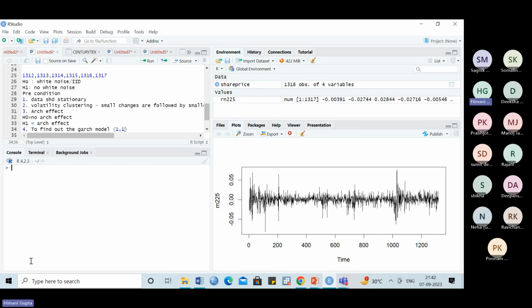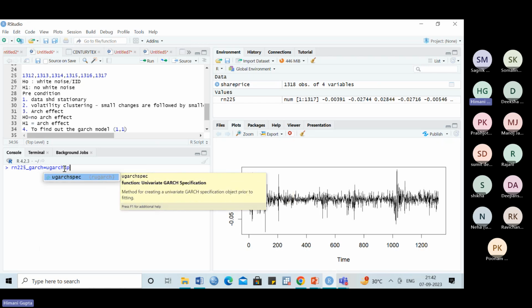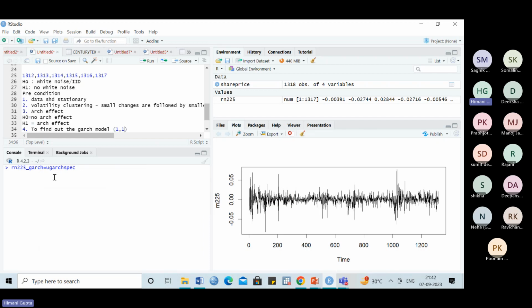So I am able to get that this is my GARCH model. Now I will create a model. For that, let us again store it in some variable. You can give any name. Let me give the name RN225_GARCH. Now I'm creating a GARCH model, so I will be storing the GARCH model in this variable. You will be using ugarchspec. That means I am telling R that I am working on univariate GARCH and you have to speculate the future. So ugarchspec.